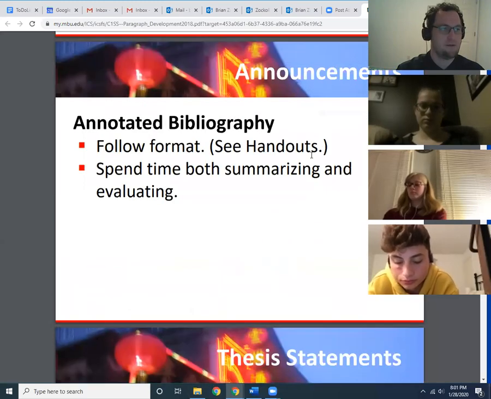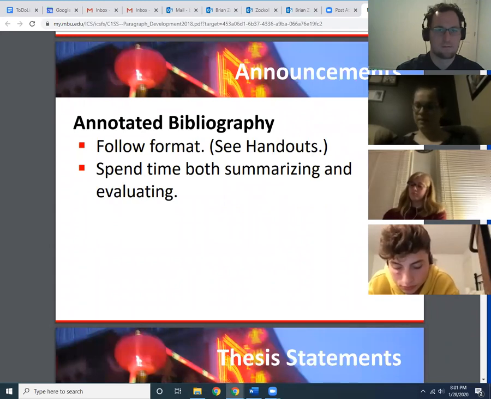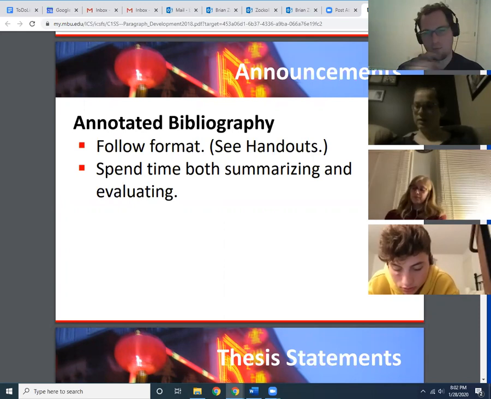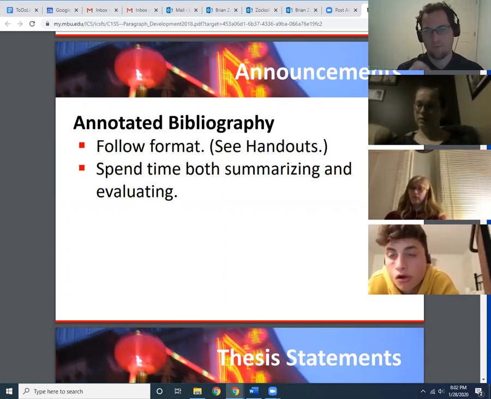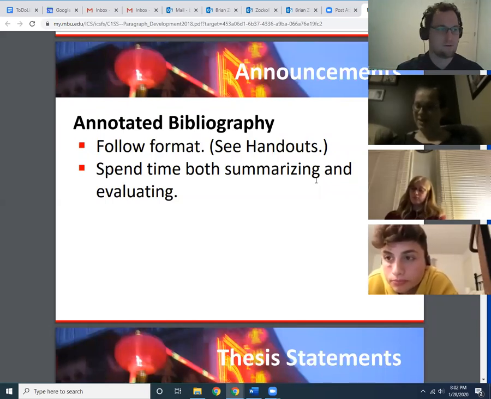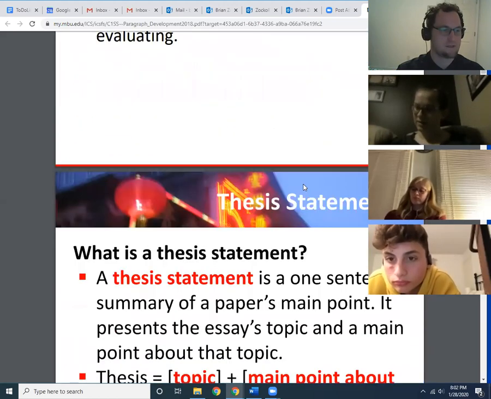For the annotated bibliography, there is a format under the handouts, which for you is under paper documents. Spend time summarizing and evaluating. What you're going to be doing is walking through sources. You're going to pick up a few sources, summarize them, and then give me your opinion of them in a very, very scripted MLA format. You have to know what that format is and follow along with what it asks you to do. So that's the annotated bibliography, which is coming up soon, as is the comparison contrast paper.